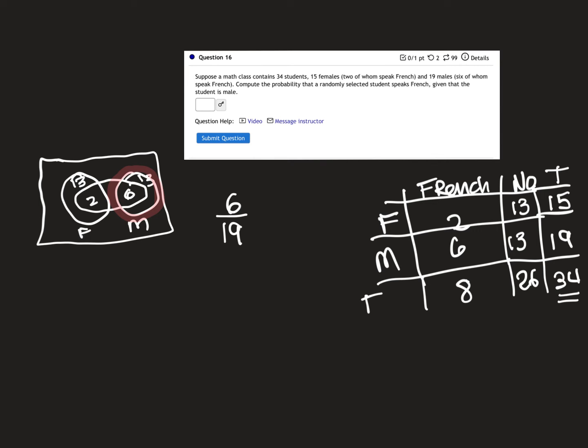Now, given that I'm male, select random speaks French given that male. As soon as they say given that, then we only look at that row, male. So that is French out of total males, 6 out of 19. I hope that is helpful.